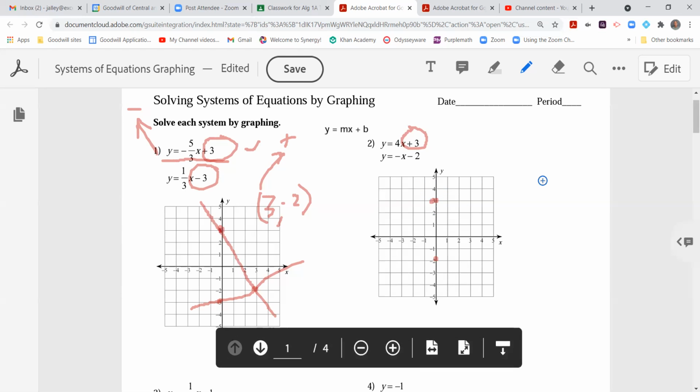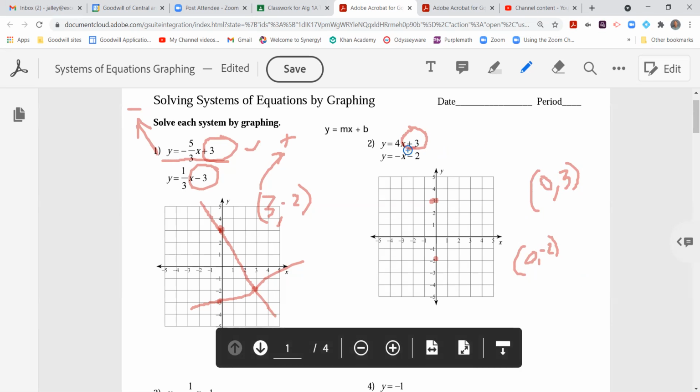For anything with a y-intercept, the first value is going to be 0. That y-intercept for that first line is (0, 3). The one for the second line is (0, -2). It's not (3, -2). It's not (0, 0).